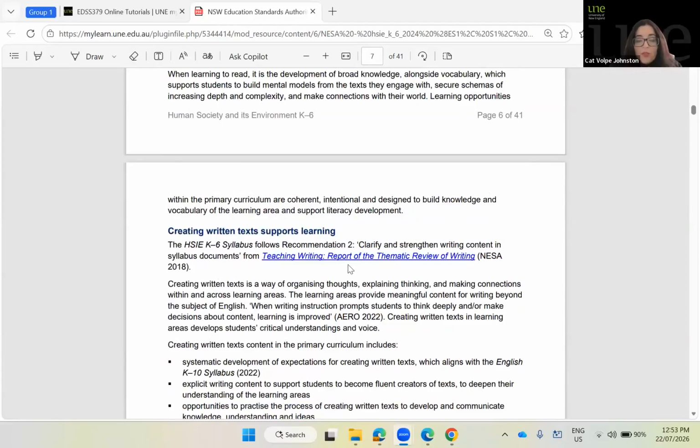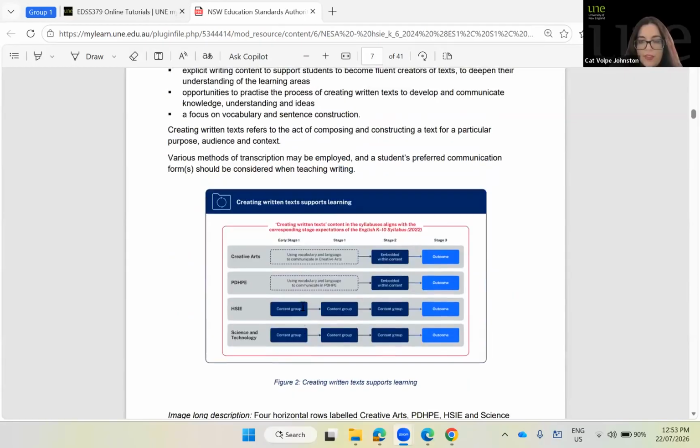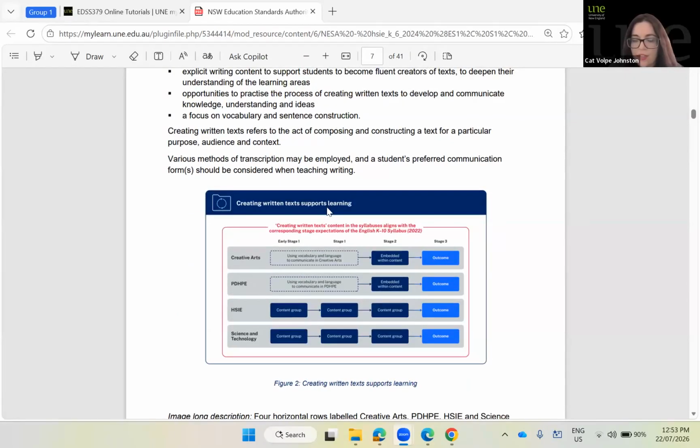There is an outcome that is related to creating written text. So you can see a little bit of integration there with English and literacy. And so that's going to be an outcome that is related to skills of literacy, but within the context of HSIE. We'll look at that more closely shortly. Oh, you can see that here. Okay, so you can see that here.